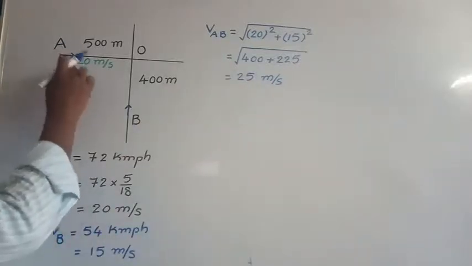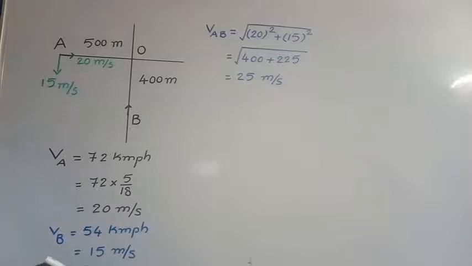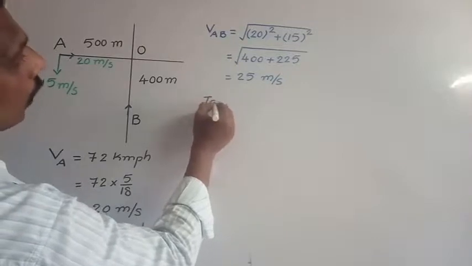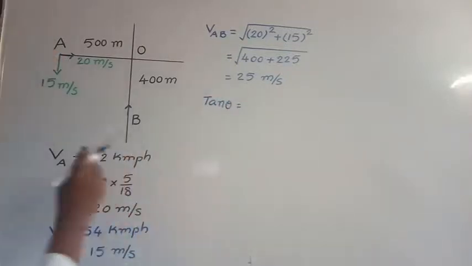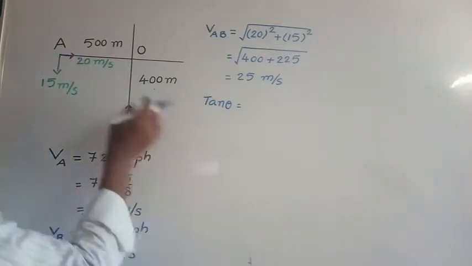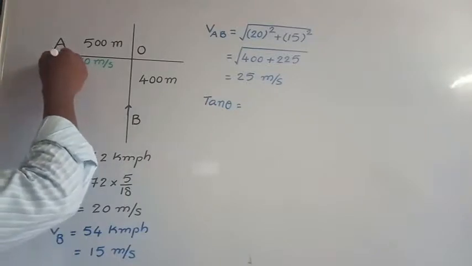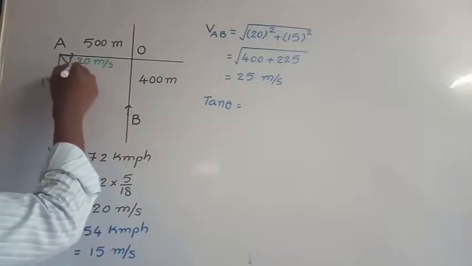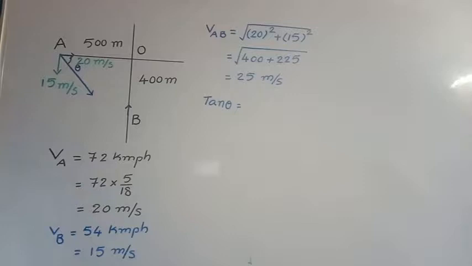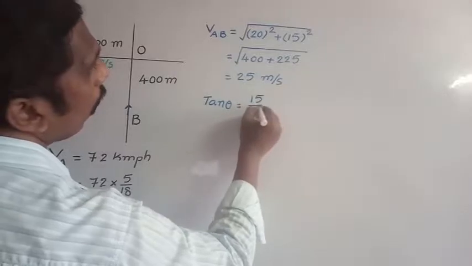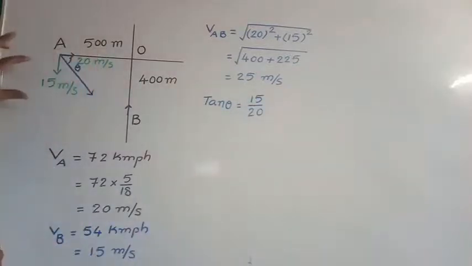With what angle is VAB moving? So we should find the resultant velocity direction. Here tan theta is equal to the vertical component by the horizontal component, we know the formula. I am assuming this is the resultant velocity direction, making an angle theta with the horizontal. Then tan theta is vertical component by horizontal component. The vertical component is 15 and the horizontal component is 20 meter per second.